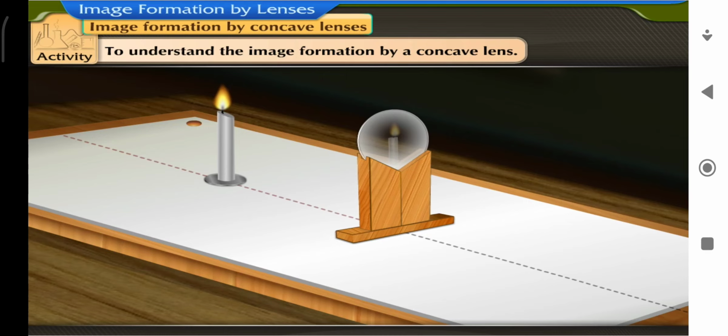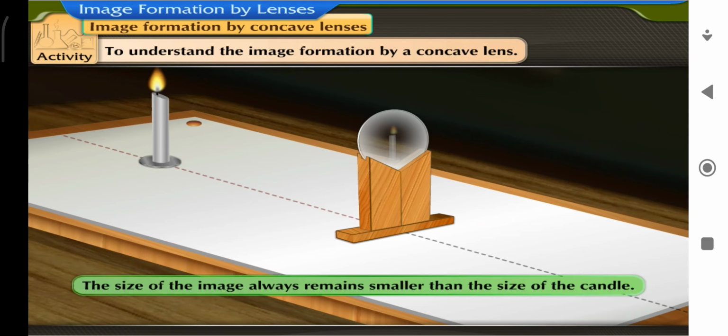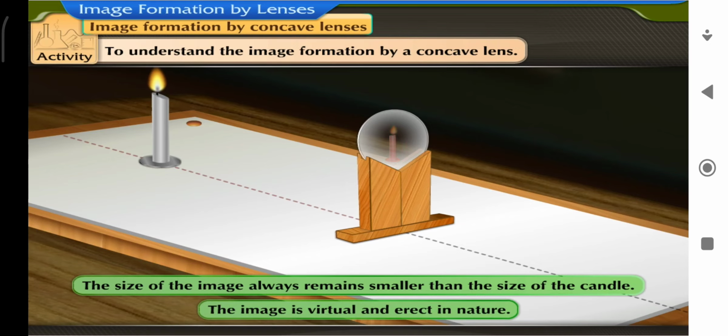But if you look through the lens by adjusting your eye behind the lens, a small image of the candle and its flame is seen inside the lens. Now, move the candle away from the lens and observe the size, nature, and position of the image. What do you observe? Well, you will observe that the size of the image always remains smaller than the size of the candle. Also, the image remains virtual and erect in nature.